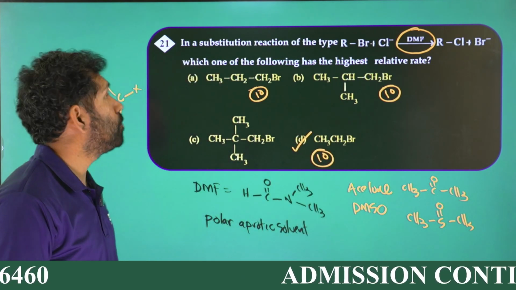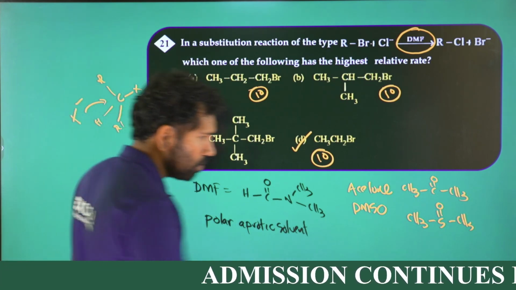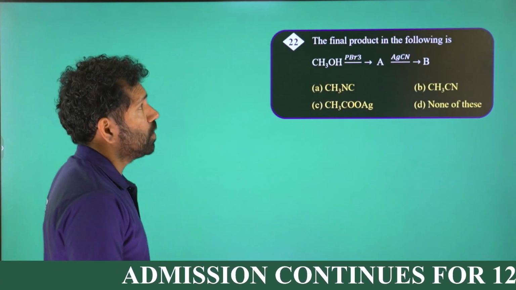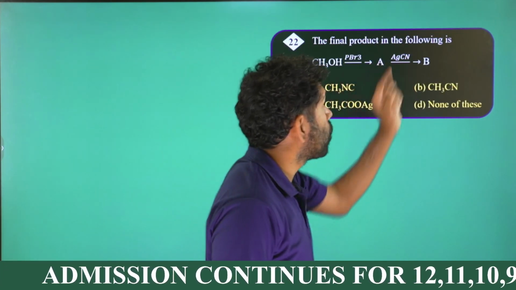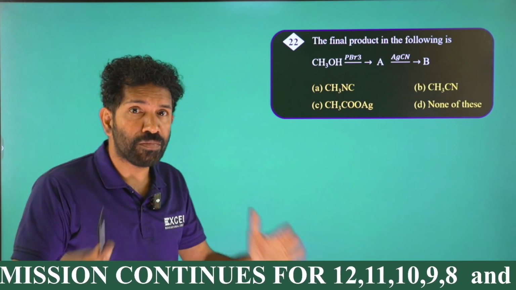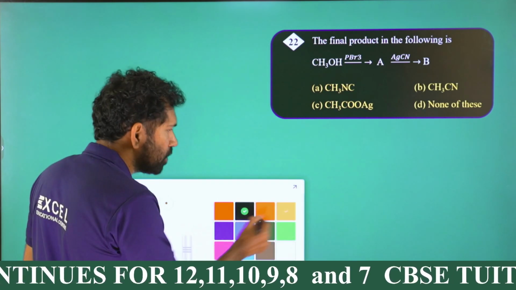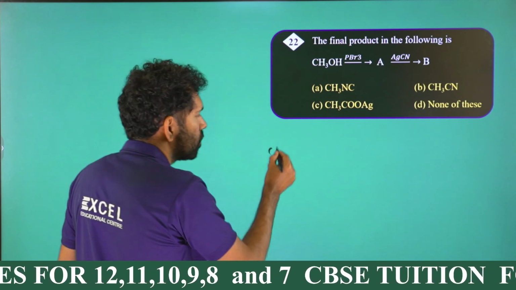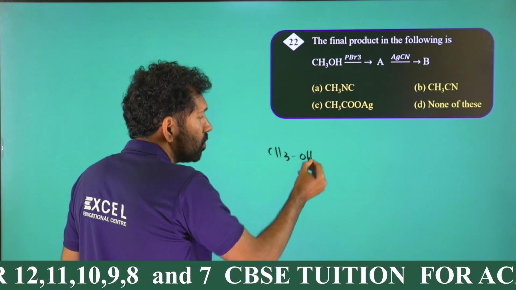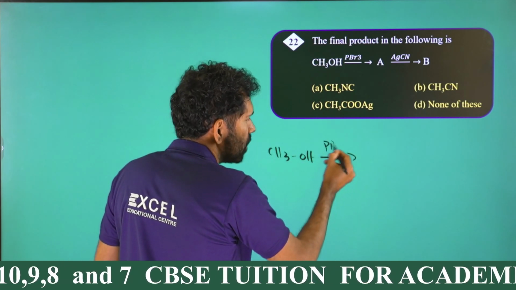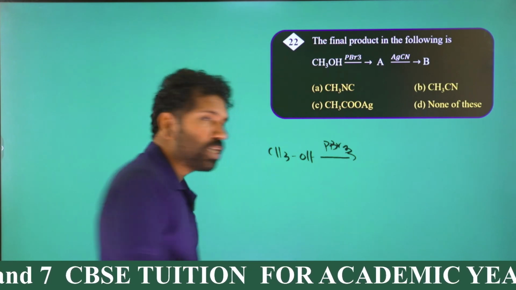Okay, so we are moving to the next question now. What is the final product in the following reaction? This reaction is so simple, we are discussing now. We already studied. CH3OH, on treating it with PBr3, what is the answer? OH will be replaced by bromine.